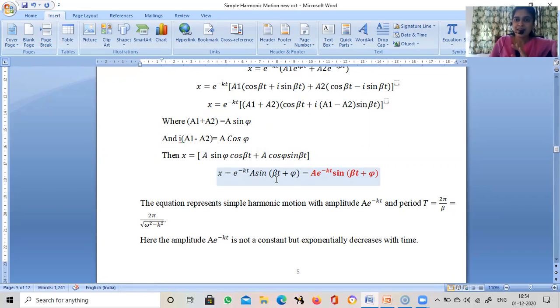So now we are getting the solution of the underdamped condition as x is equal to a e raised to minus kt into sin beta t plus phi. This equation represents the simple harmonic motion with amplitude a e raised to minus kt and time period t is equal to 2 pi by beta. We know that beta is root of omega square minus k square. So we can write it as t is equal to 2 pi by root of omega square minus k square.